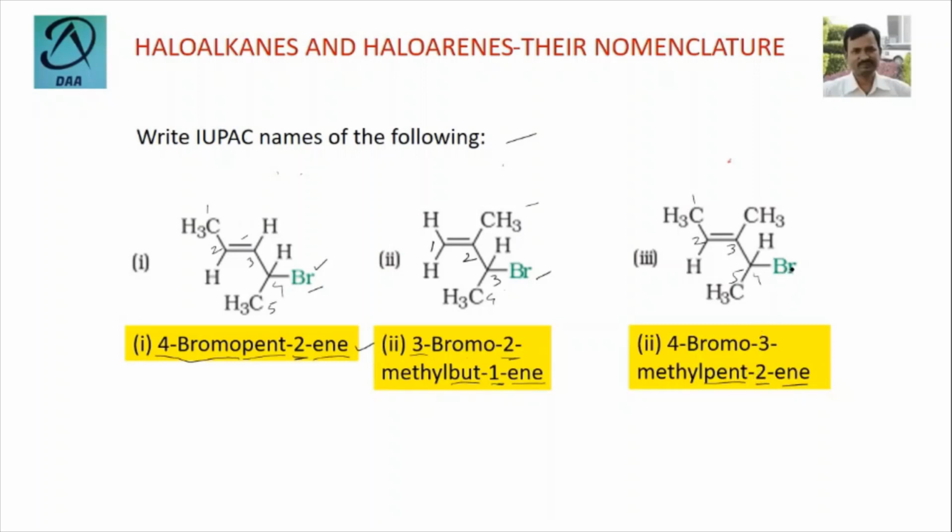Now bromine will come first because alphabetically B comes first, then M. So at the 4th position bromo is there, so 4-bromo, and at the 3rd position methyl is there, so 3-methyl. So the full name is 4-bromo-3-methylpent-2-ene.